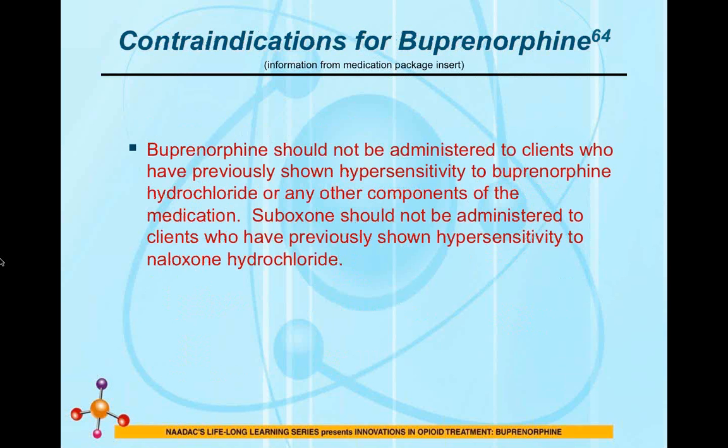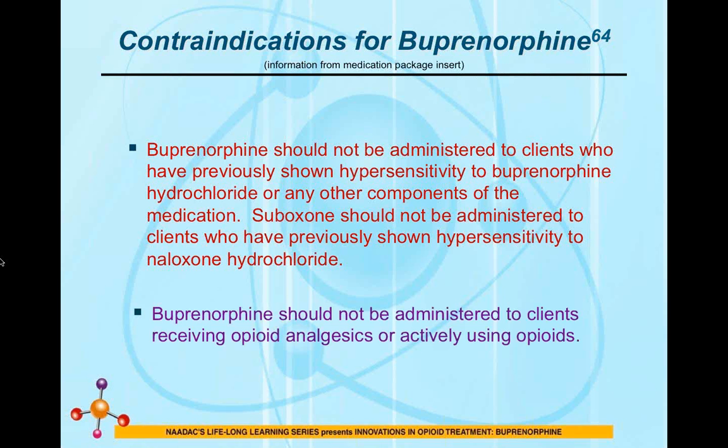Buprenorphine should not be administered to clients who have previously shown hypersensitivity to buprenorphine or any of the components within the medication. And then obviously Suboxone should not be administered to those who have shown hypersensitivity to naltrexone. Obviously, if you've been allergic to the medication in the past, you're going to be allergic to it again. They should not be taking that medication. And further, if you're taking any opioid analgesics or actively using opioids, then this medication is not going to be for you. You're not in that withdrawal phase, so the medication is not going to work as intended.